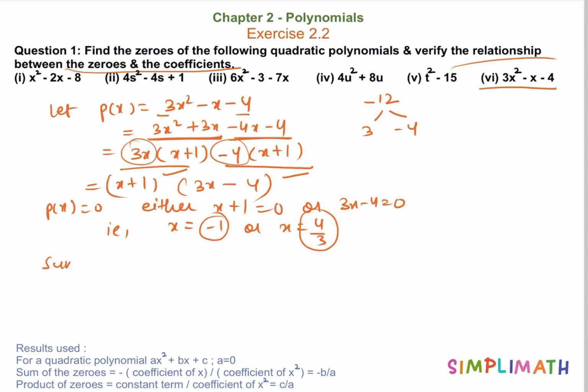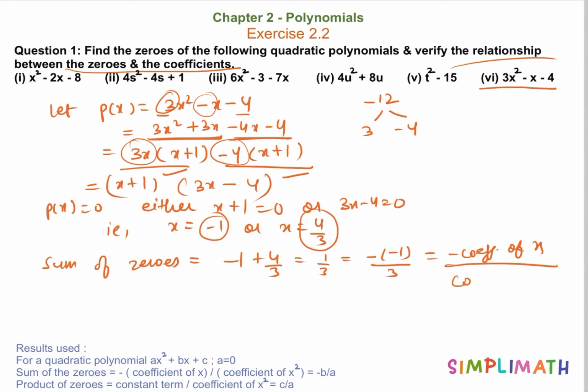Okay, now the sum of the zeros is minus 1 plus 4 by 3, which is equals to 1 by 3. I can write this as minus of minus 1 by 3. Now from here we know that minus 1 is the coefficient of x. And what is 3? 3 is the coefficient of x square.